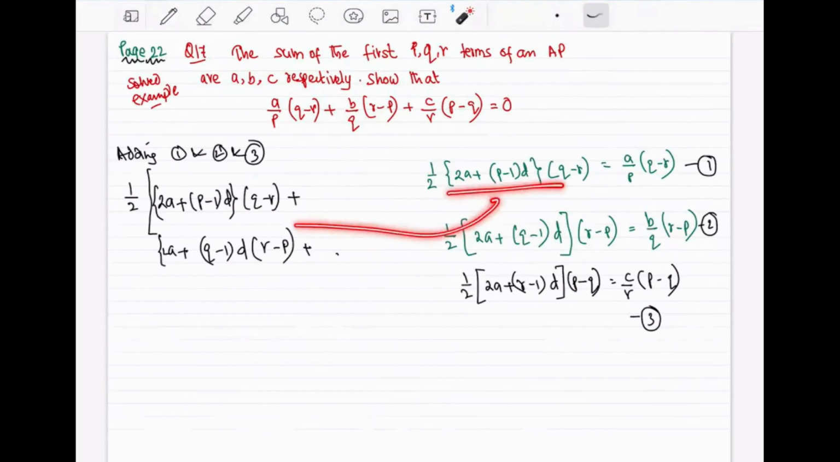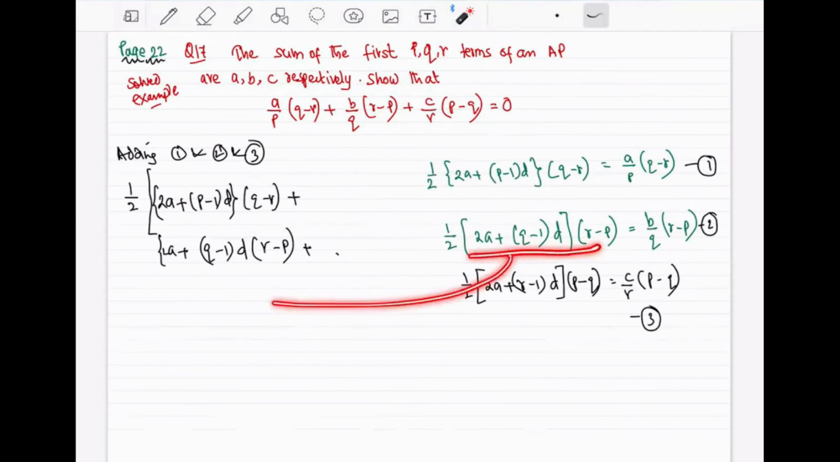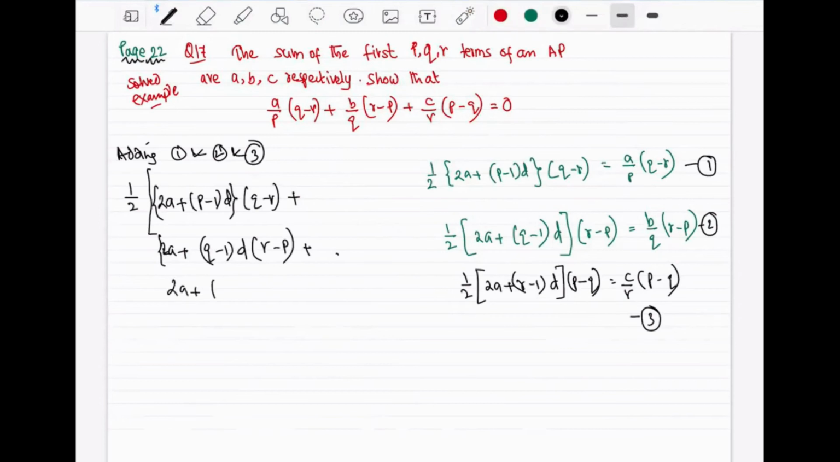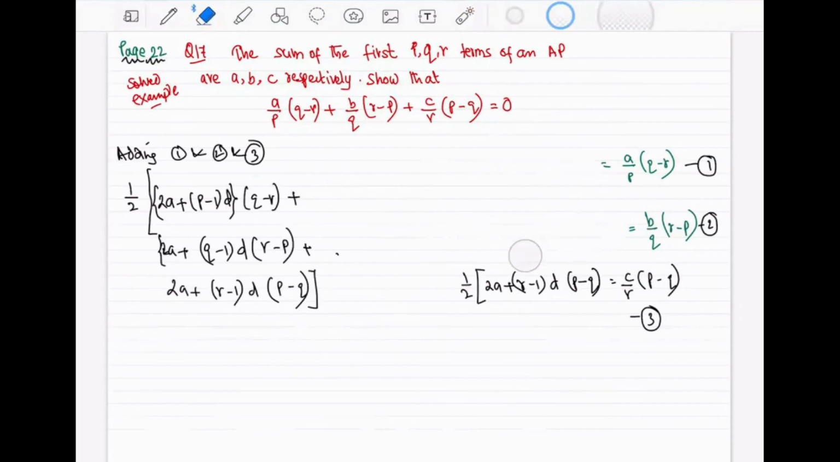For this one we have written it here. Remember, half is taken out as common factor. This one we have taken it here, and this one you have to put it here somewhere. So we will have twice a plus r minus 1d whole bracket p minus q. So that is the left hand side. We have added the left hand side, so no need for the left hand side anymore. Get the right hand sides now.